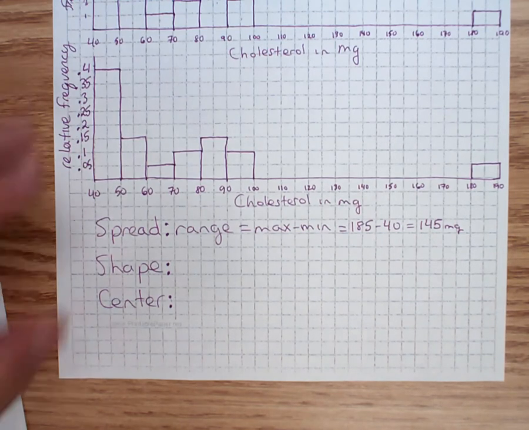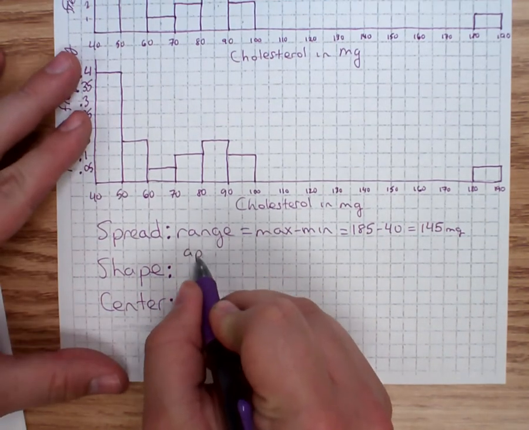Okay. The shape. There are 3 different potential shapes, right? We have approximately normal.